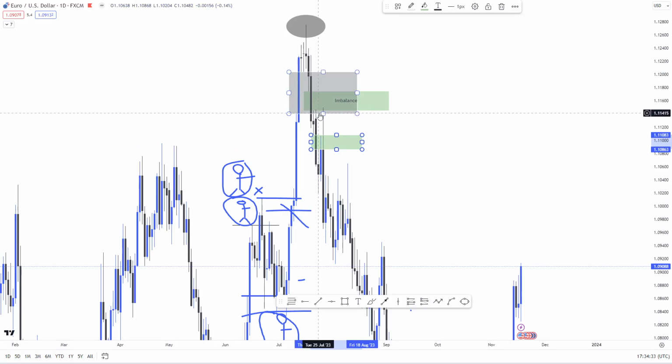But then look at the interesting thing here. Price has dumped to the downside now and still respected. There's no candle has closed inside this sell side imbalance. So price has respected both imbalances and ended up closing here.